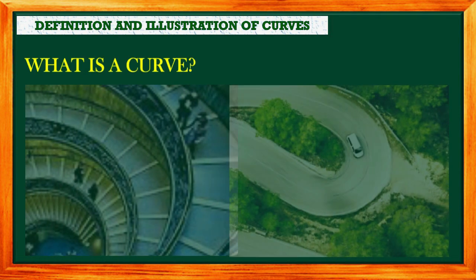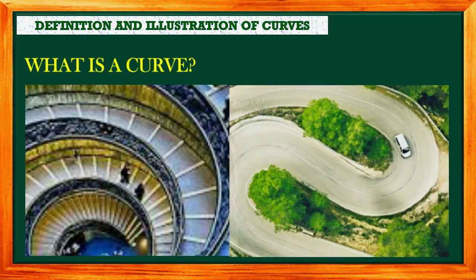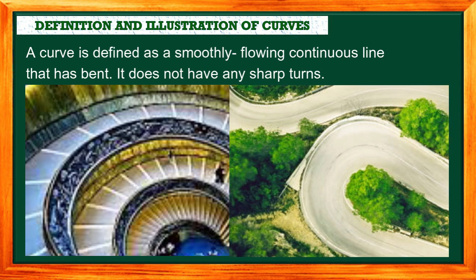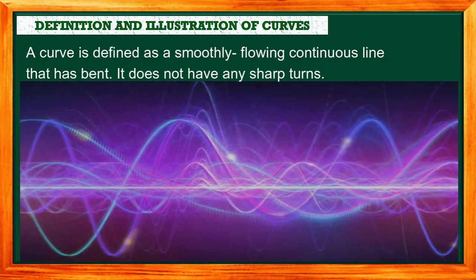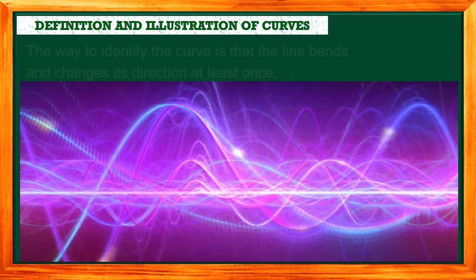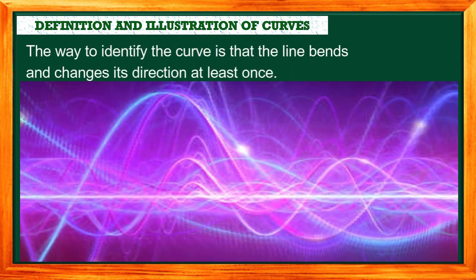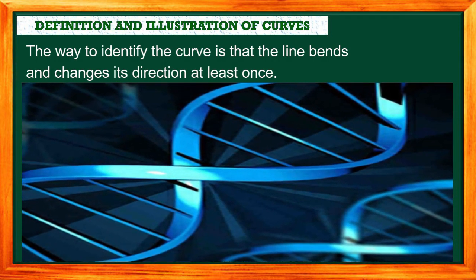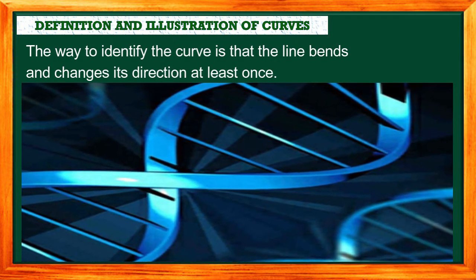Definition and illustration of curves. What is a curve? A curve is defined as a smoothly flowing continuous line that has bend. It doesn't have any sharp turns. The way to identify the curve is that the line bends and changes its direction at least once.